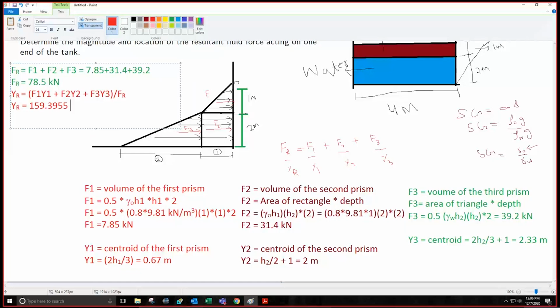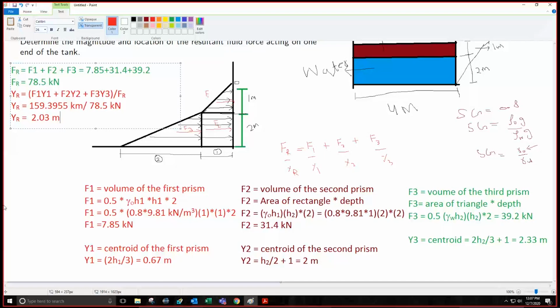159.3955 newton meter divided by Fr, which is 78.5 kilonewton meter. So Yr equals to that divided by 78.5, 2.03 meters. 0.03 meters. Clear? Is it clear?